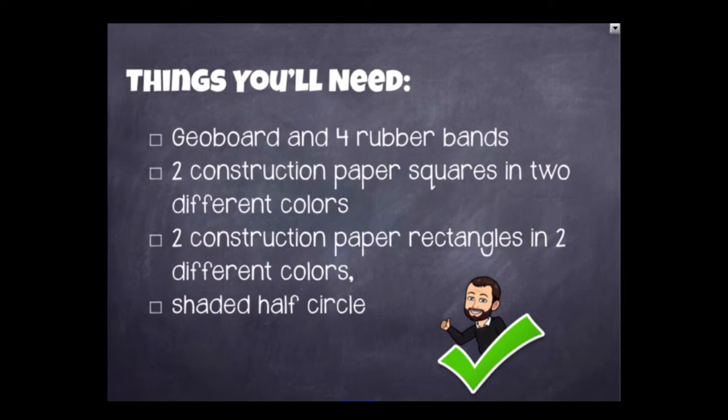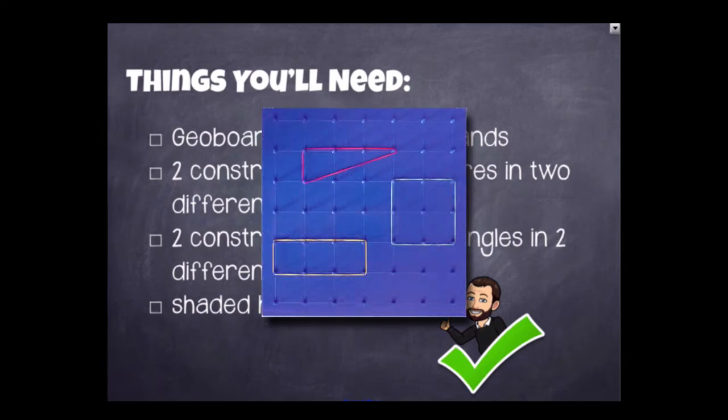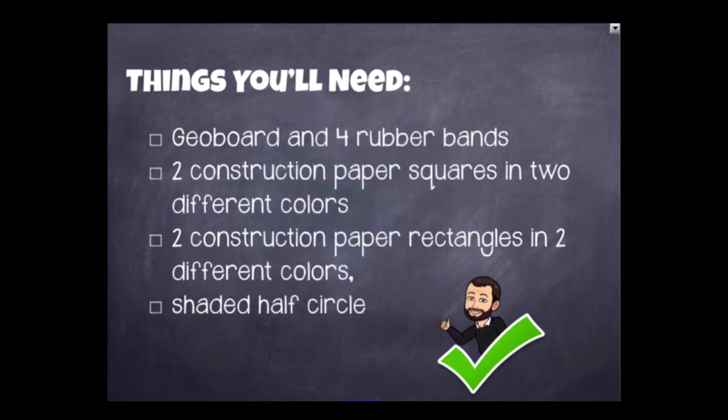Some of the things you'll need is a Geo Board. This is a picture of a Geo Board. If you're not sure what it is, and you have one of these, great. If not, I'm going to show you a way that you can get to a digital or virtual Geo Board, so you can build this online. You will need a Geo Board and 4 rubber bands. If not, like I said, you can get to the one online and use it there.